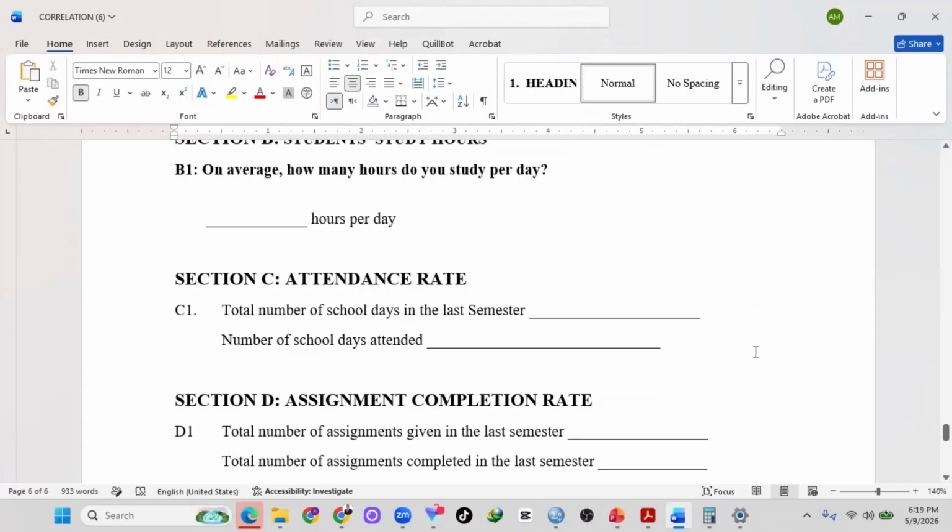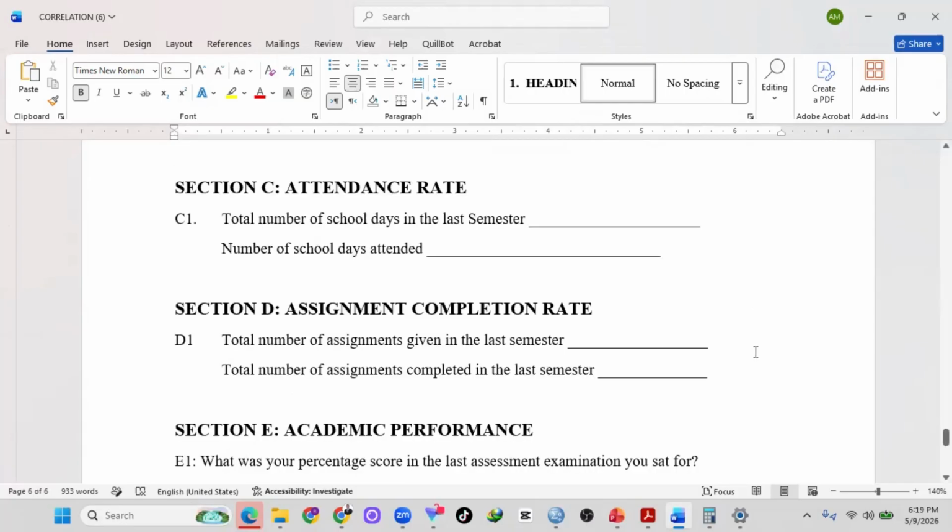Section D is assignment completion rate. We have two questions. We have the total number of assignments that are given to the student in the last semester, and then the total number of assignments that are completed by the student. So if the student received 100 assignments and maybe they only completed 80 of them, we can calculate an assignment completion rate, which we can use to assess whether that is going to have an impact on their academic performance.